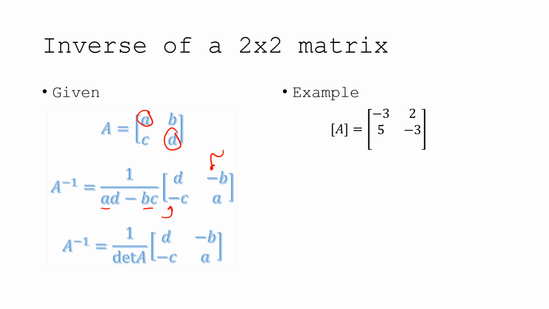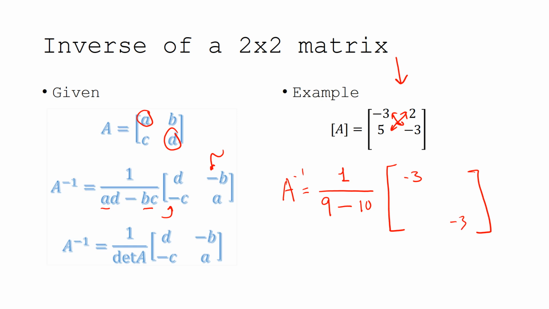Okay? So let's do this example together. I have this matrix A and I'd like to compute its inverse. So to compute A inverse, we're going to divide by the determinant. So the determinant here would be the multiplication of the diagonal elements, so minus 3 times minus 3 gives us 9, minus the multiplication of the off-diagonal elements, which gives us 10. And then we're going to have a matrix. We swap the diagonal elements, so I have minus 3 and minus 3, and then change the sign of the off-diagonal elements. So it's minus 2 and minus 5.